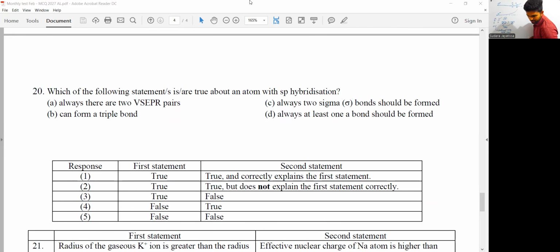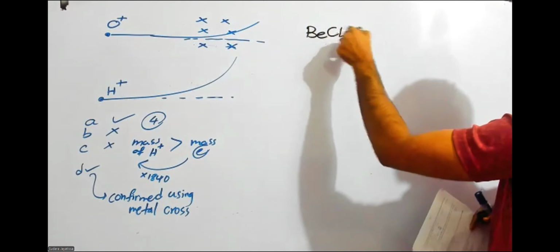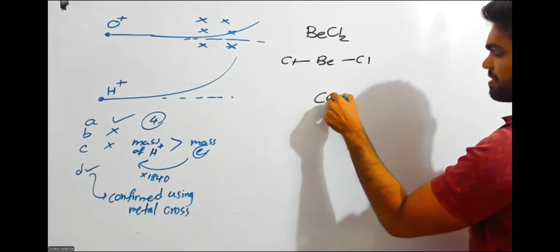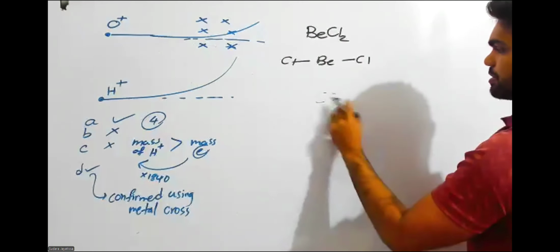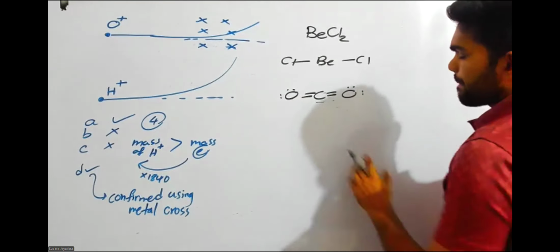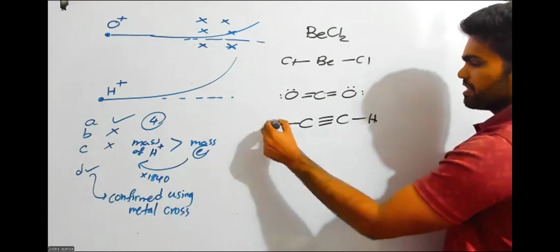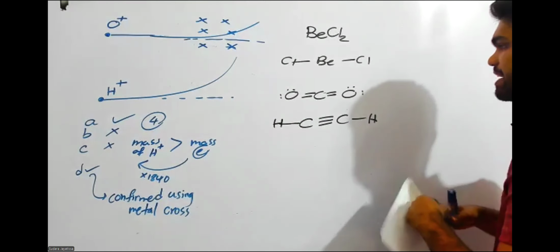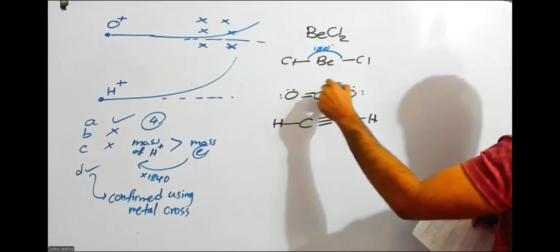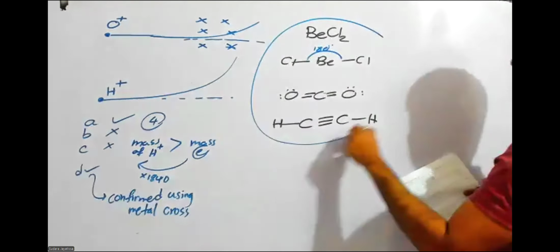Okay. Now let's come to this sp hybridization. First of all, take some examples. BeCl2 is having sp hybridization. Then carbon dioxide, CO2, is having sp hybridization. And then ethyne is another one that is having sp hybridization. They all are sp hybridized. Why? Because they are linear, 180-degree angle, and sp hybridized. So now focus on these examples and give answers.